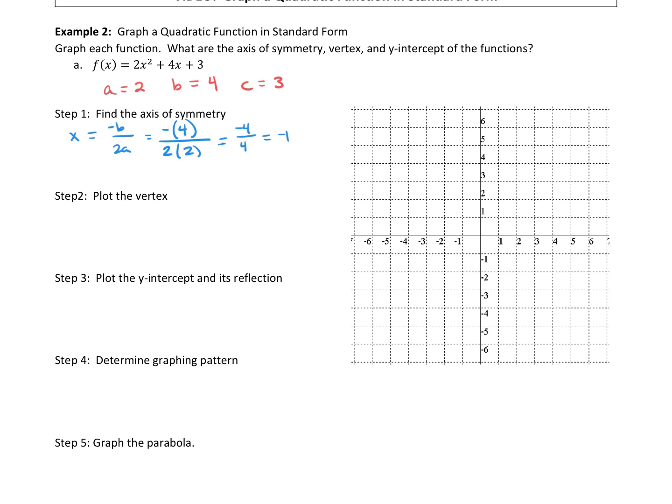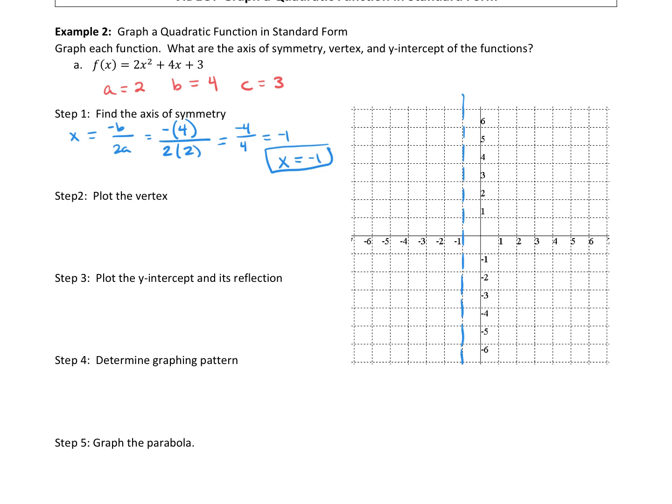We do want to write our final answer out as an equation of a line, x equals negative 1, and there is our axis of symmetry. So we go to our graph, we can go ahead and sketch in the line at x equals negative 1. It's that vertical line that's going to go through the x-axis at negative 1.